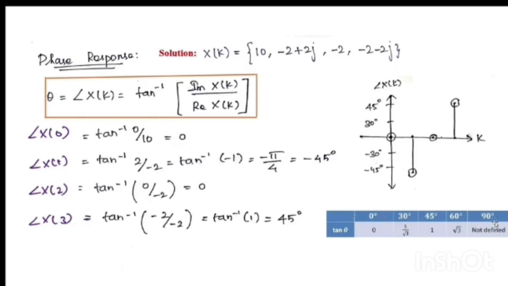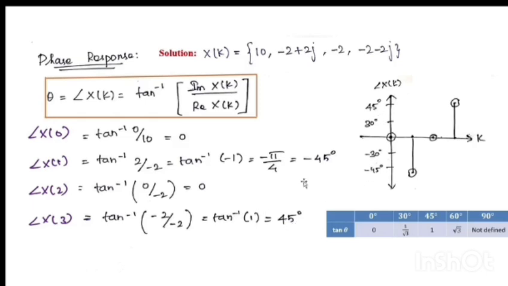When we see this trigonometric table, you could see tan theta is 1 for 45 degree. So obviously for minus 45 degree, the tan theta will be minus 1. Or you can also use calculator to solve this. Now we are going to calculate x of 2, that is nothing but minus 2. Here also the only real value is present, there is no imaginary value, so 0 divided by minus 2. So tan inverse of 0 is nothing but 0. For x of 3, I am going to calculate imaginary value is nothing but minus 2, real value is also minus 2. So minus 2 and minus 2 will get cancelled, tan inverse of 1. So theta is 45 degree when it is 1, so the answer is 45 degree.